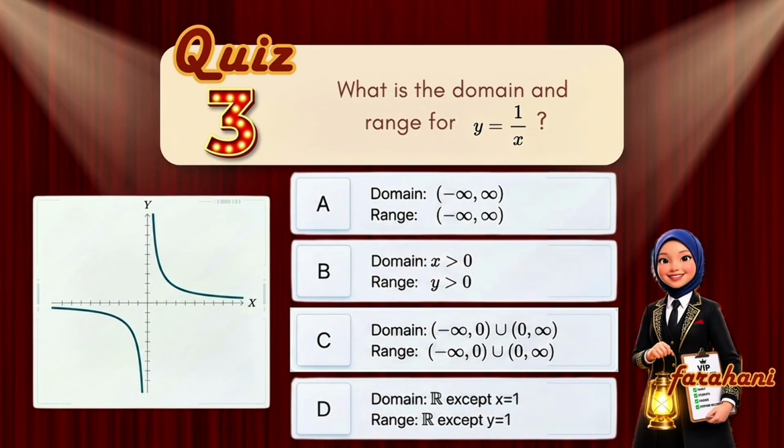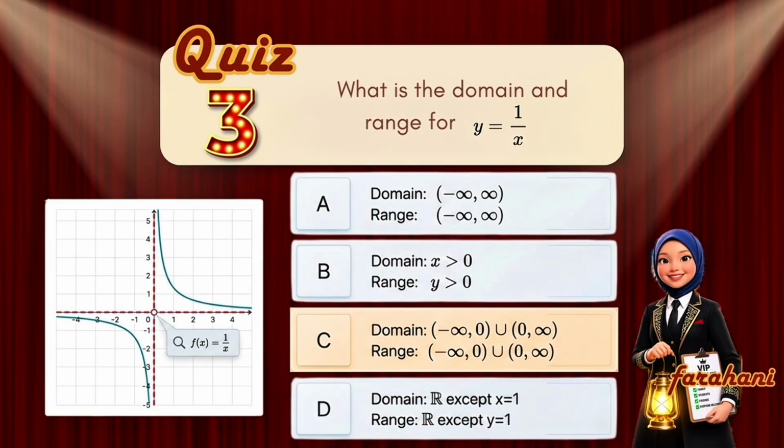Moving on to quiz 3, the question is, what is the domain and range for y equals 1 over x? Correct, the answer is C, which is negative infinity to 0, union 0 to infinity. Or we can rewrite it as the domain and range is all real numbers except 0, since the graph does not touch the x-axis and also the y-axis.